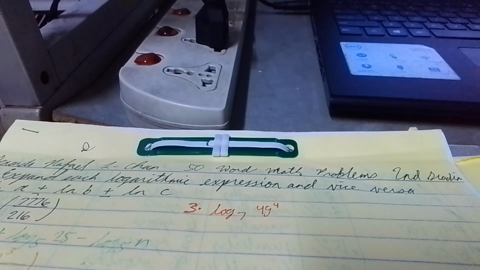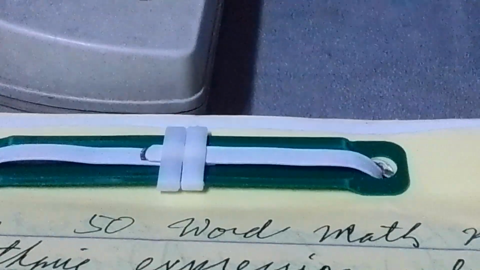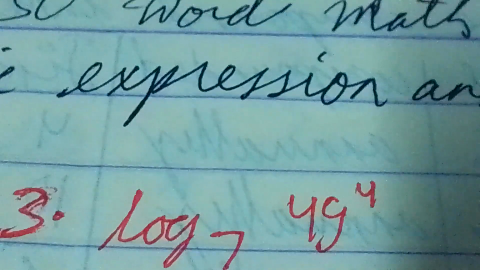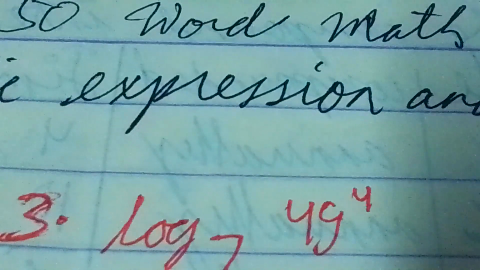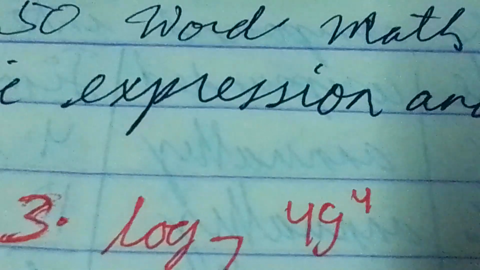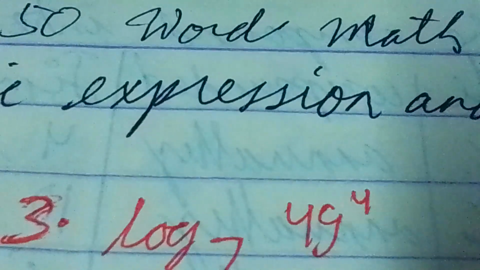Next, number 3, we have this. Log base 7 of 49 raised to the 4th power. What do you do here? Look at the log. Is it written in expanded form or condensed form? If you say that it is condensed form, you're correct. Bakit condensed? Because, look, the log is written as 1. Remember, if you see multiple logs, therefore, it's written in expanded form. So, our goal is to expand it.